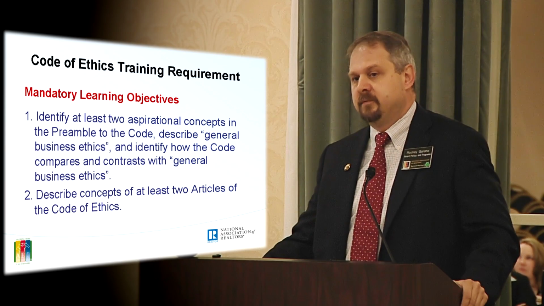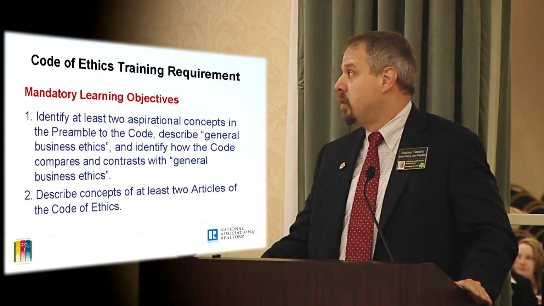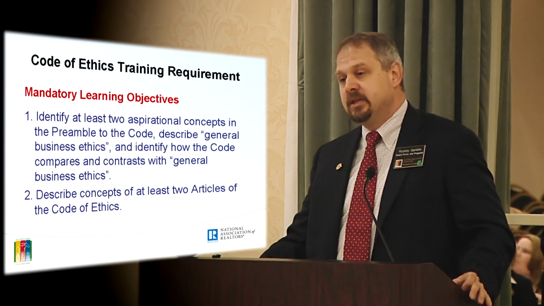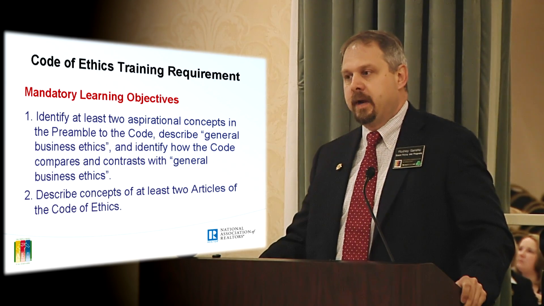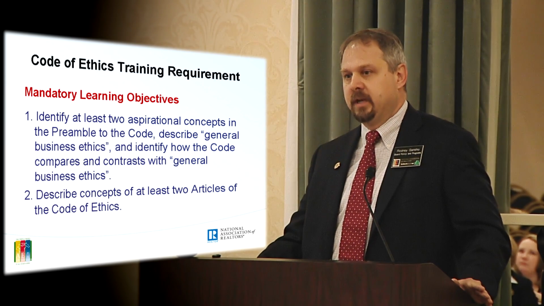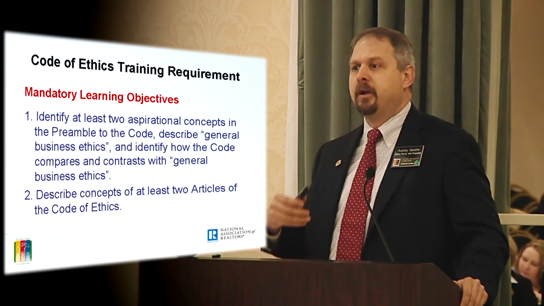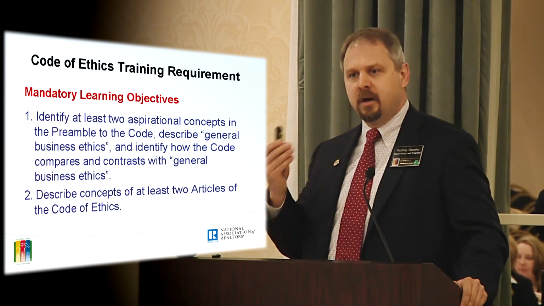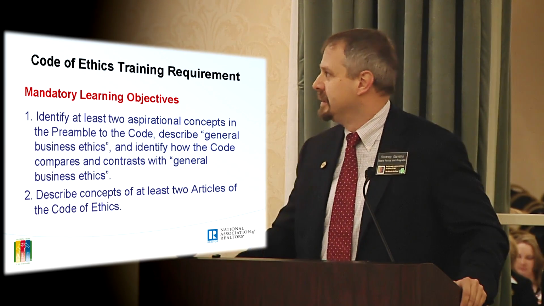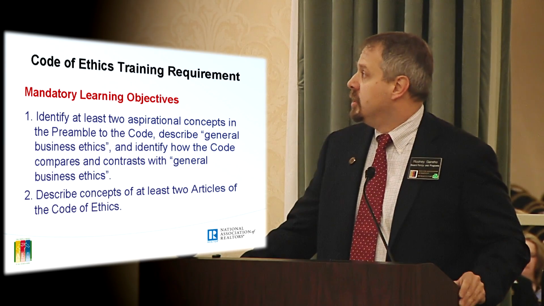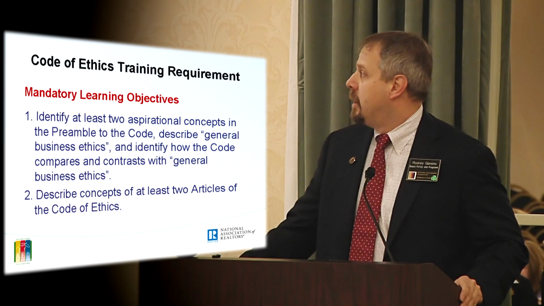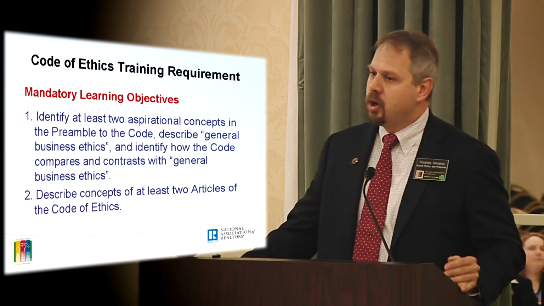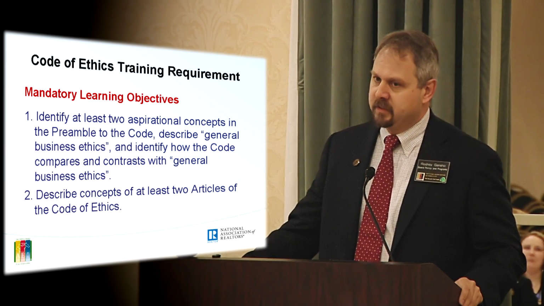So let's talk a little bit about the learning objectives. There are 4 mandatory learning objectives. The first one is the course has to identify at least 2 of the aspirational articles to the preamble. We know what the preamble is, right? That's the beginning to the Code of Ethics, things where it talks about underneath all is the land, do unto others as you would do unto yourself, things like that. You also have to identify how the code is different from general business ethics.